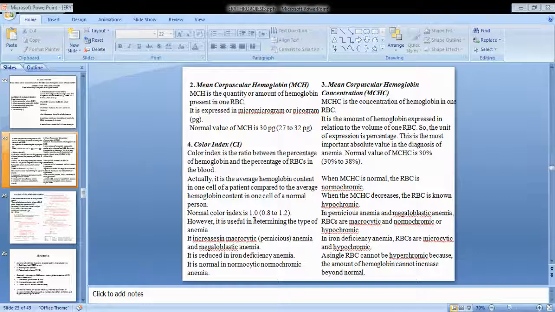So now the normal color index will be 0.8 to 1.2. So it is determined whether a person is suffering from anemia or not. Okay, anemia-va kandupidikkiradhu. So the color index can increase in macrocytic anemia and megaloblastic anemia. It can reduce in iron deficiency anemia. Whereas in normocytic, normochromic anemia, it is normal.